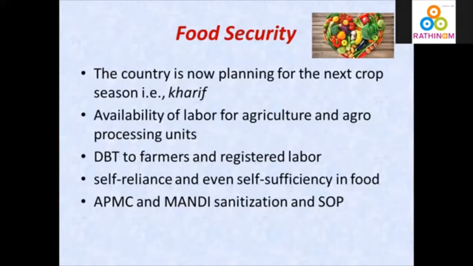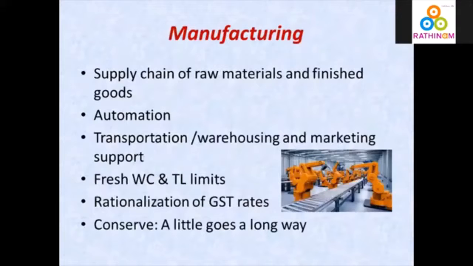Kharif sowing was done much better as compared to before. There were a lot of loans available to farmers. DBT was given to farmers in their accounts. So they have been surviving very well. India's food security has increased drastically in this pandemic.